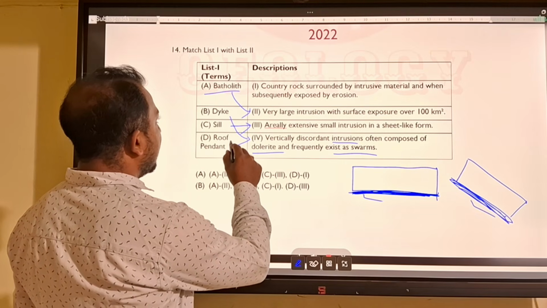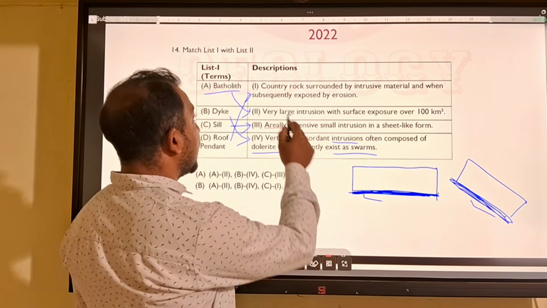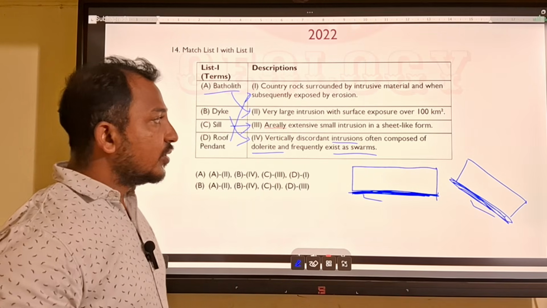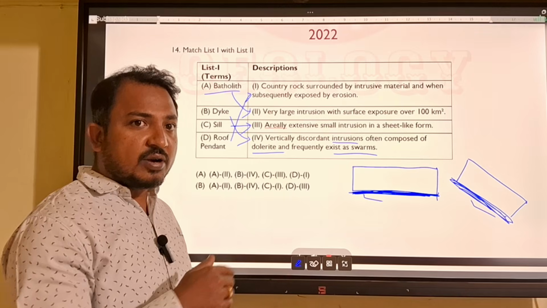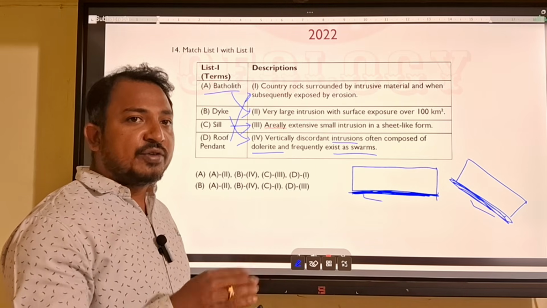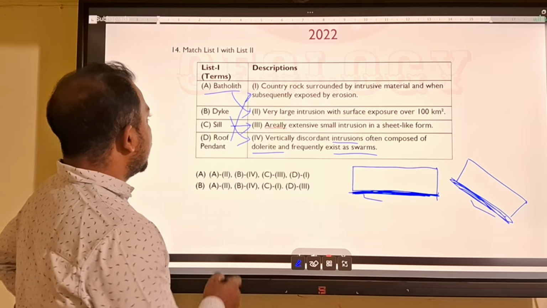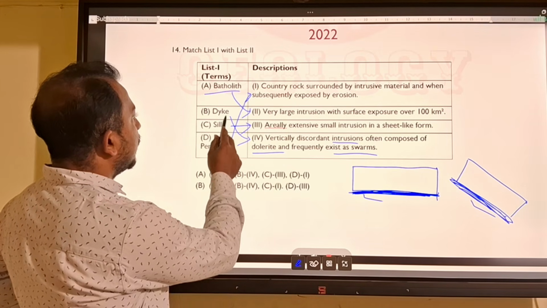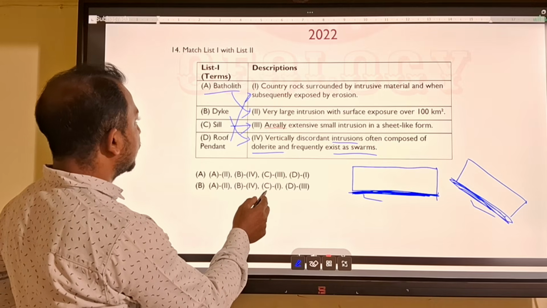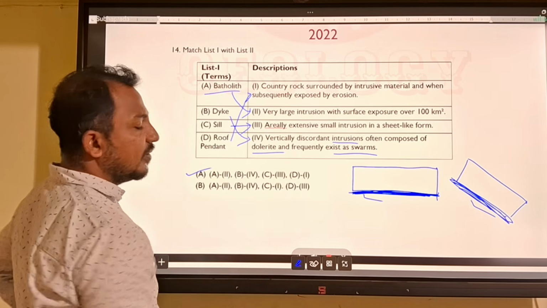Then roof pendant. This is a country rock surrounded by igneous intrusive material. You will find it in a batholith. So if any country rock is surrounded by igneous intrusion, that is called a roof pendant. So our answer will be batholith is 2, dike is 4, sill is 3, roof pendant is 1. So A will be your answer.